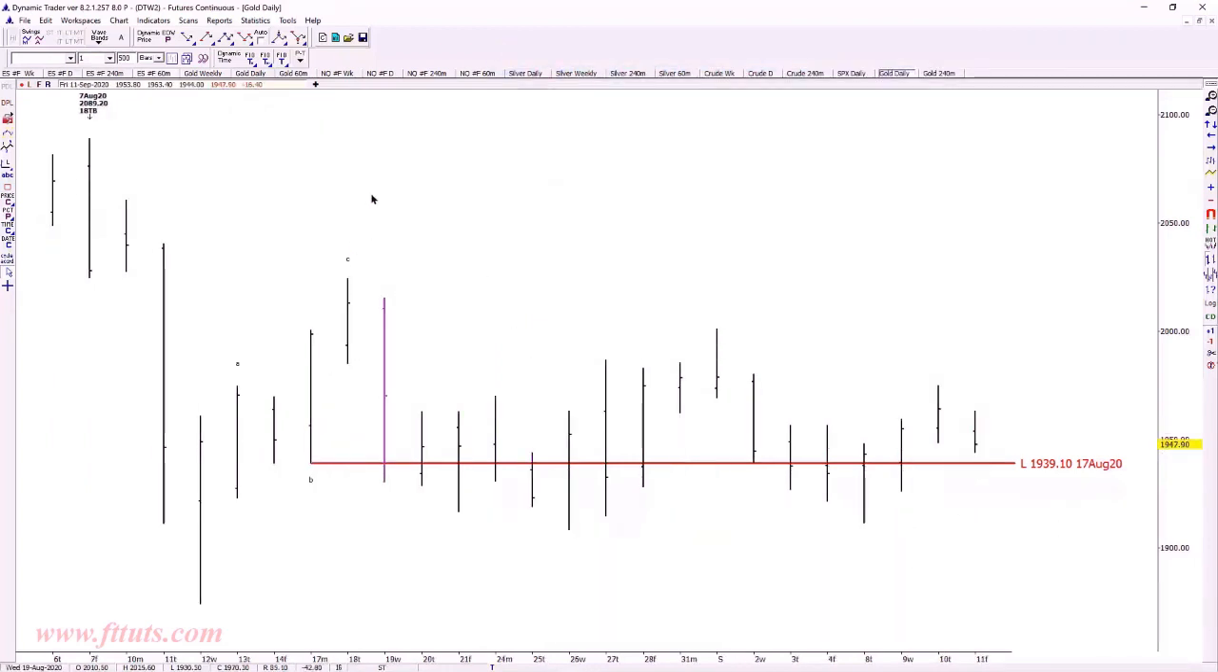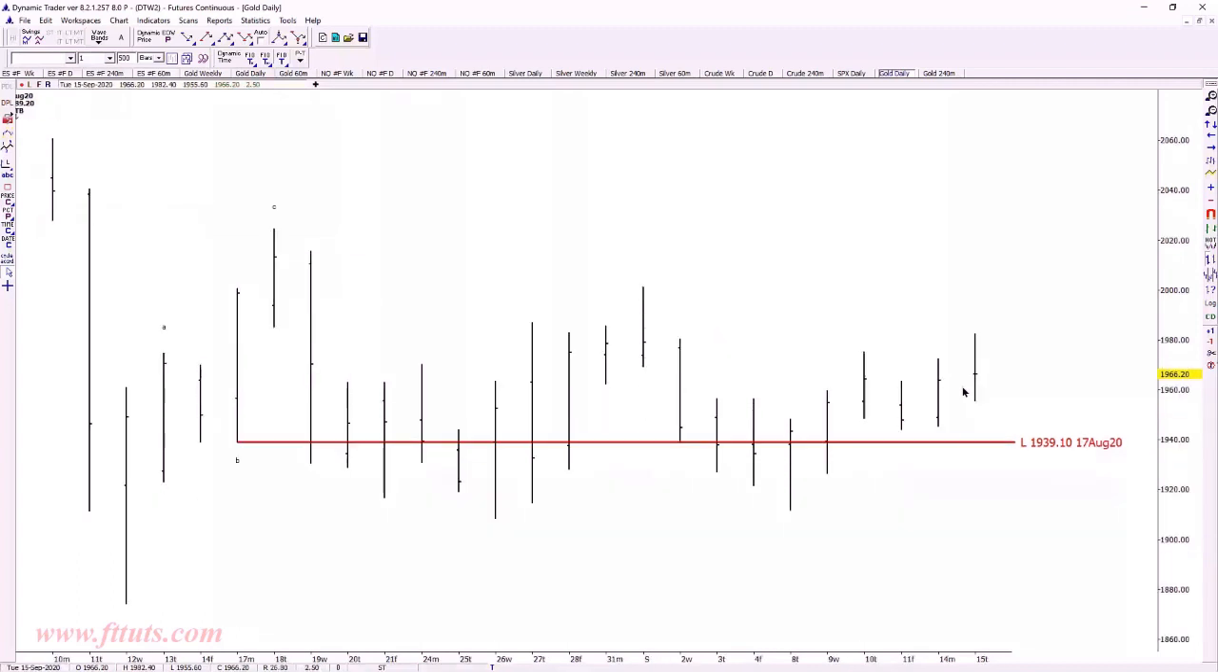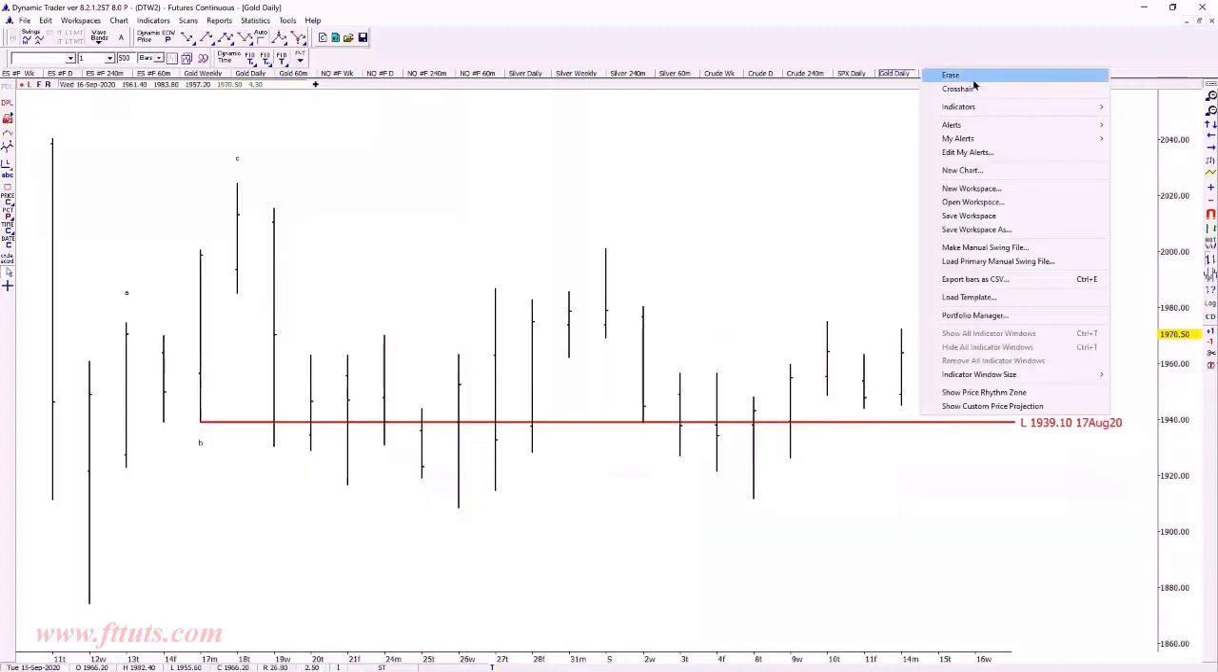So we've got an obvious section up, one down, it's a higher low, another section up, a lower high, another section down, a higher low, and then now we're advancing again. Let's see where this takes us. By the way, let me take this line off.